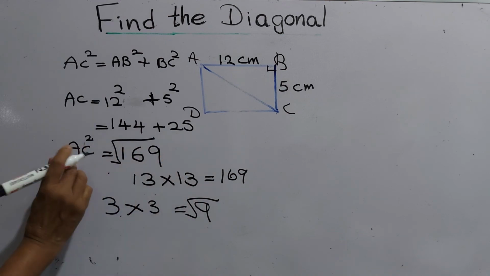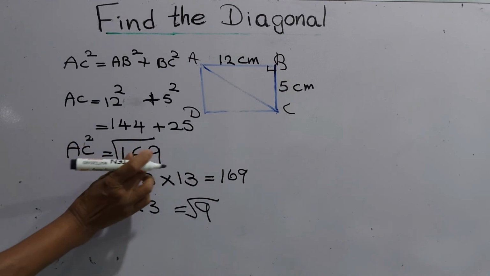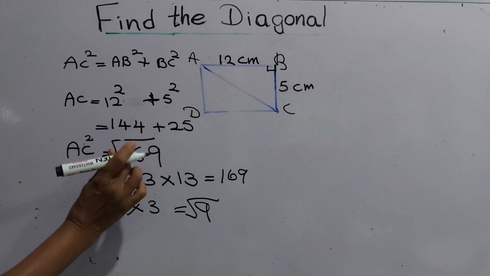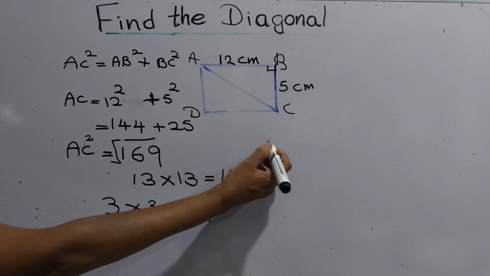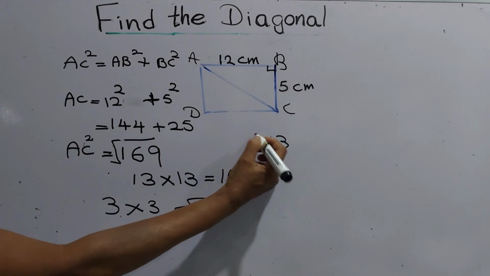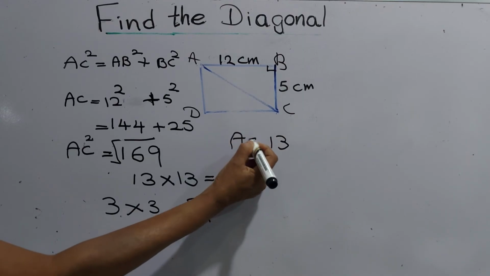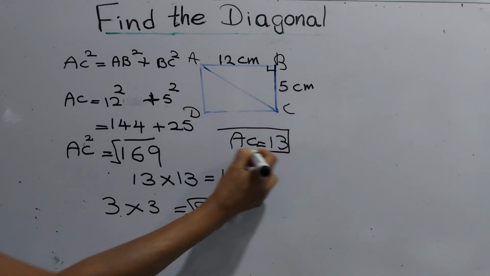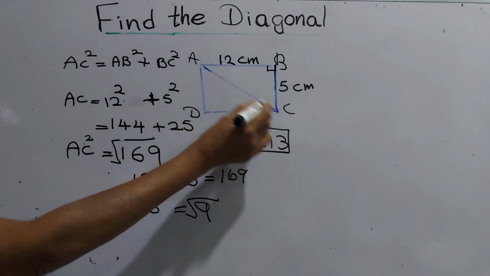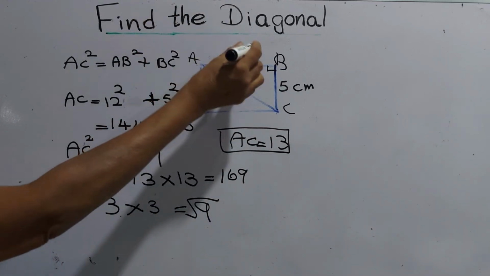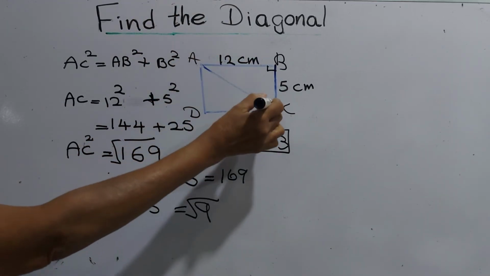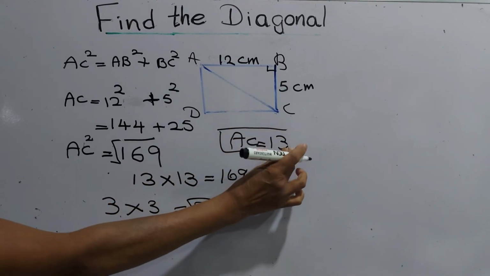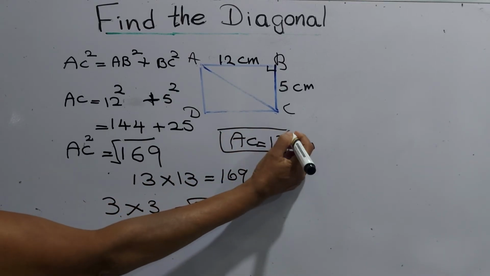Then AC squared is 169. Square root of 169 is 13. Then that is the value of AC. Then we found the diagonal, this AC, that is 13 centimeters.